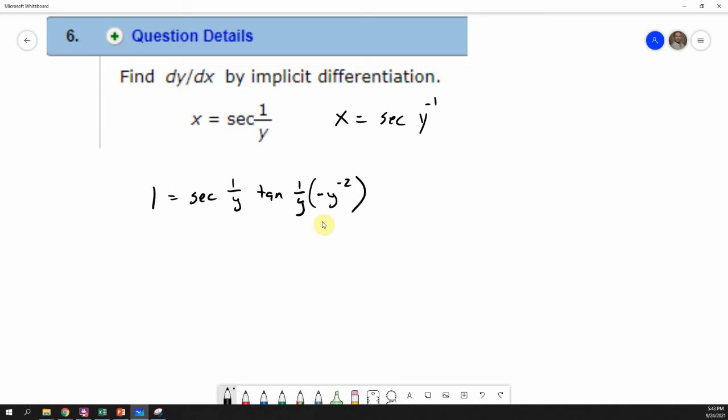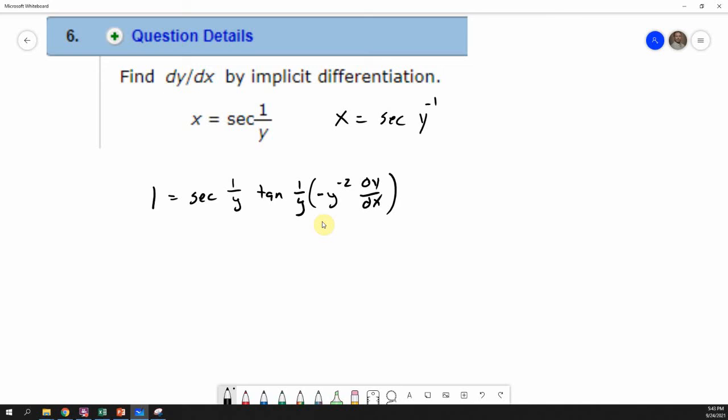All right, so we wind up with negative 1 over y squared secant 1 over y tangent 1 over y equals 1. Oh, scratch that. When I did that, I also have got a dy dx, right?